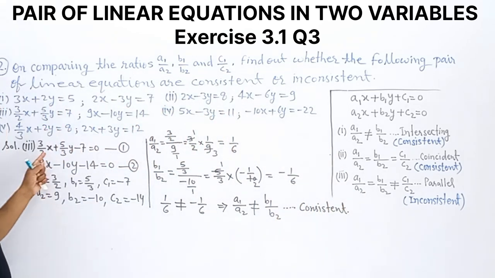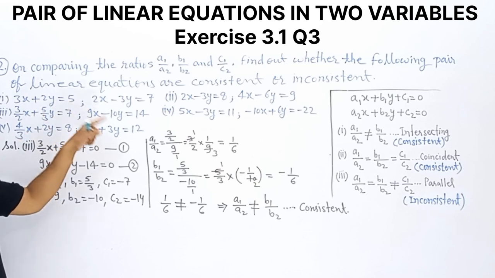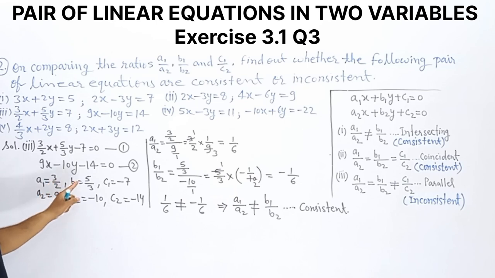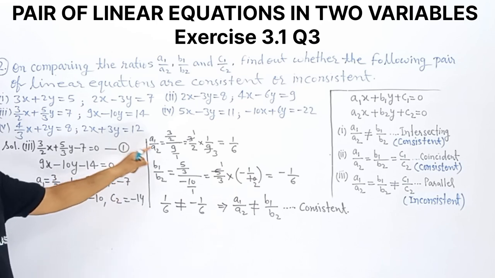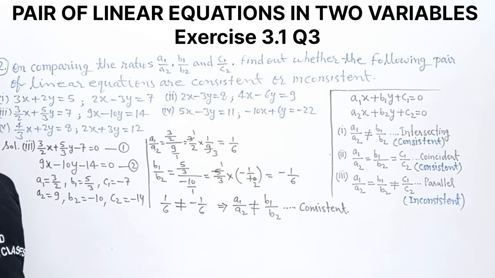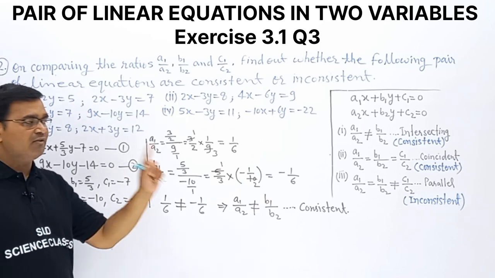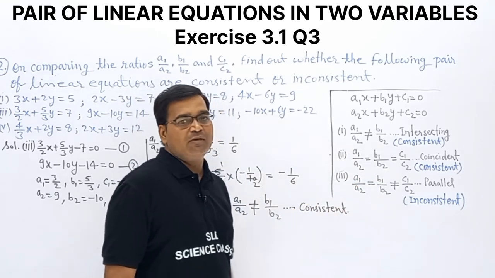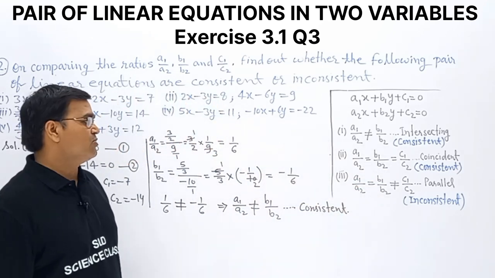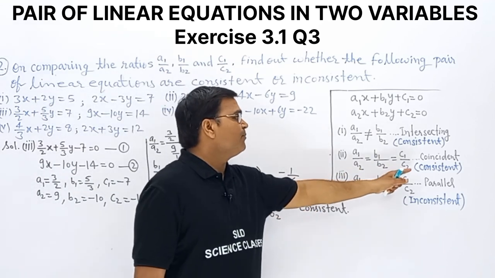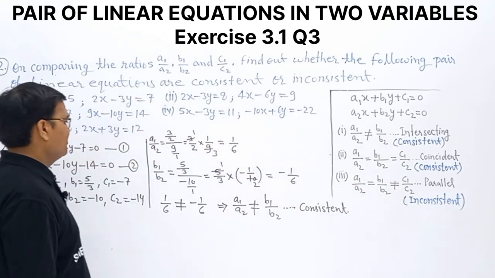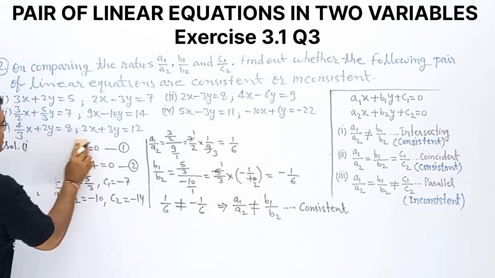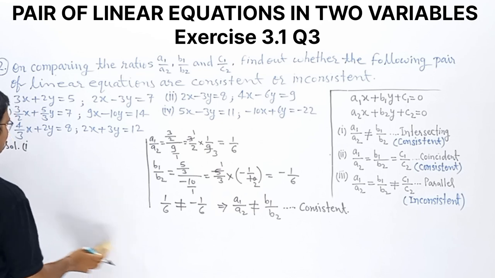Easy question. Compare these equations. First write these equations in the general form, then compare from the general equations, A1 B1 C1 A2 B2 C2, then find the ratios. If A1 upon A2 is not equal to B1 upon B2, then we are getting a consistent system. But if A1 upon A2 equals B1 upon B2 but not equal to C1 upon C2, only then we are getting an inconsistent system. If all ratios are equal, then we can say consistent system. Clear? Now observe question number 4. The whole questions are the same category, easy.